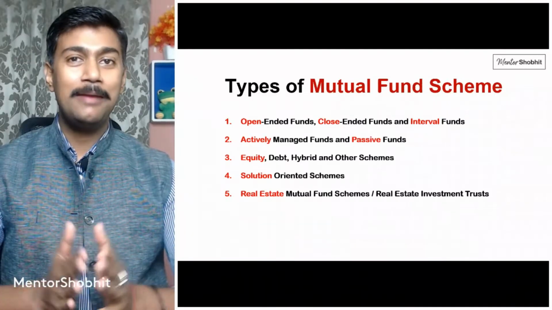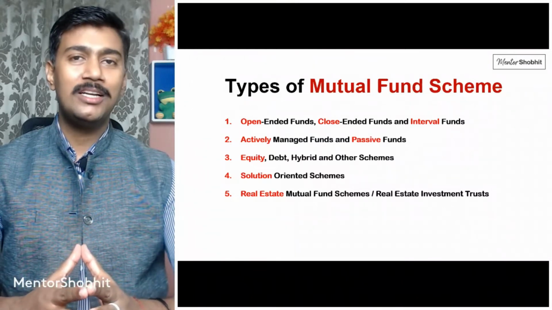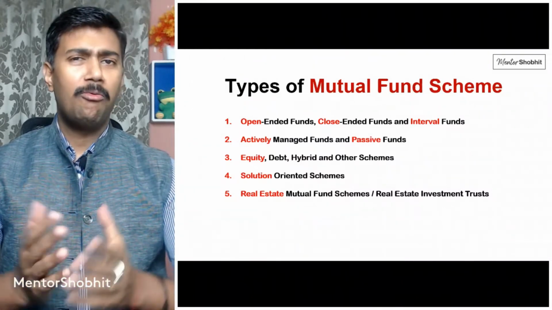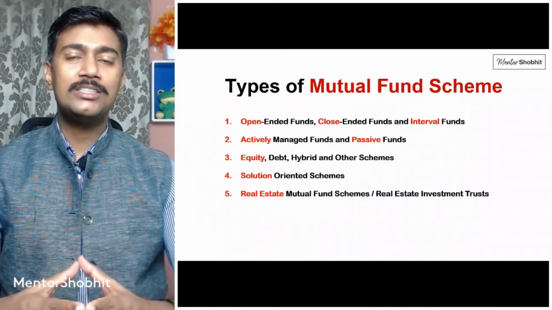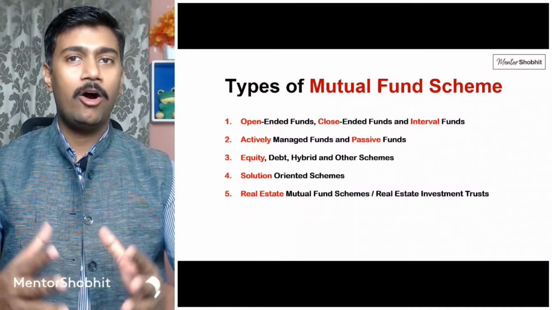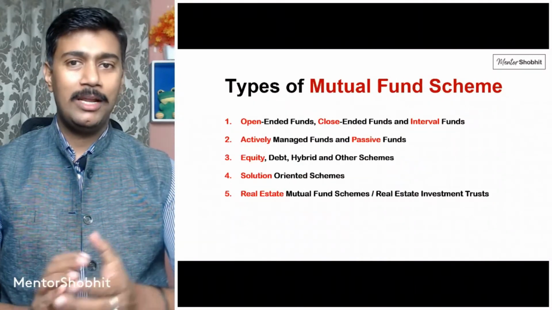The first kind of mutual fund type we can discuss today is open-ended funds, closed-ended funds, and interval funds. Now, what are open-ended funds? Any mutual fund scheme which an investor can buy and sell on any working day is called an open-ended fund. Whenever you want to buy, you can buy. Whenever you want to sell, you can sell. And these kinds of schemes are called open-ended funds. I hope you got the idea.